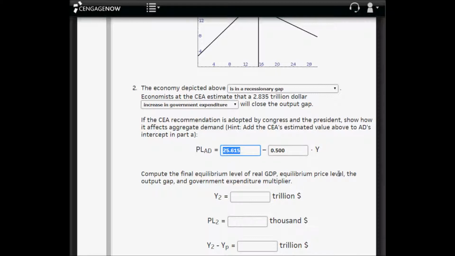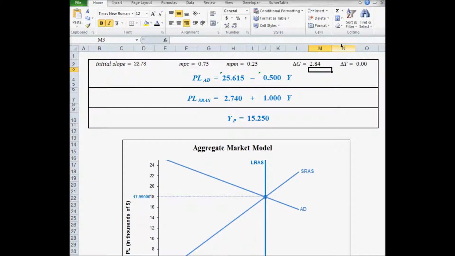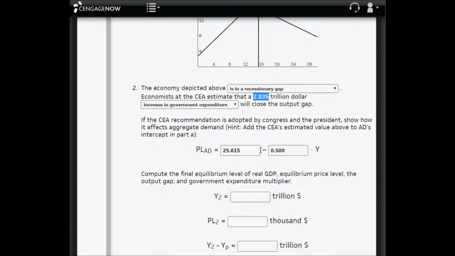To double check that the new intercept is correct, we can take the value of the increase in government expenditure, copy that and paste it into our spreadsheet here. And we should get the same intercept, 25.615. So we just double checked that we did that work correctly.